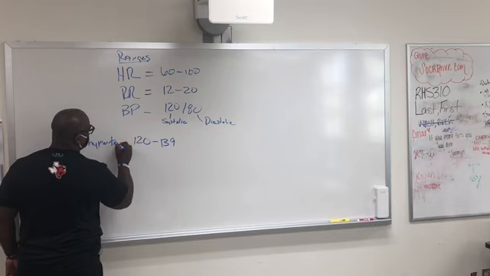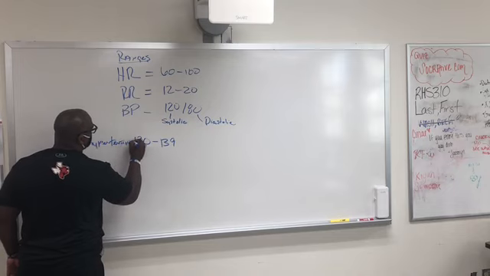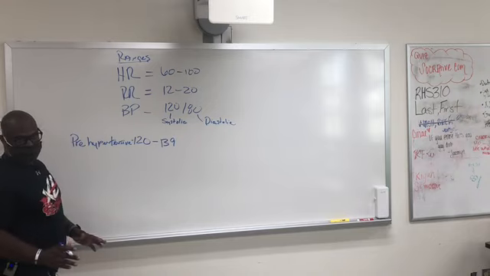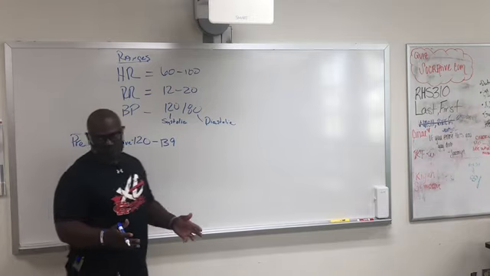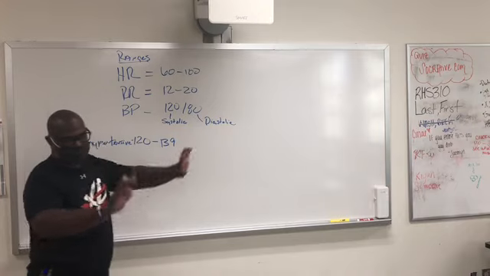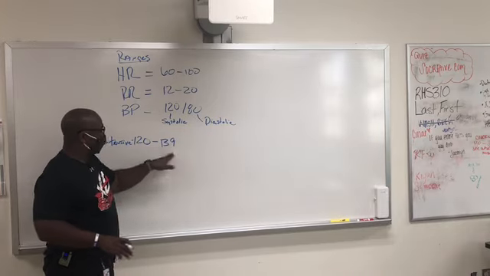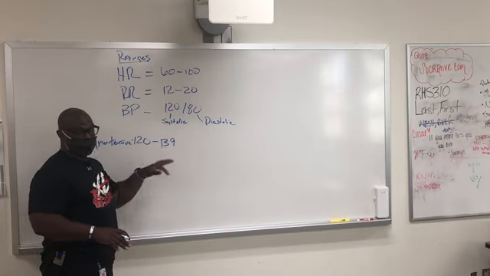Pre-hypertensive. Consistently. Now, if you come in one time and it's like that, then okay, no big deal. If you come in consistently two or three times and it's still 135, that's a problem.